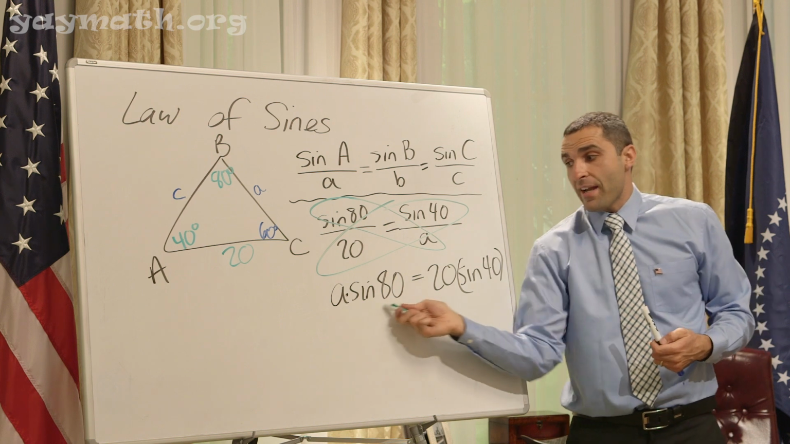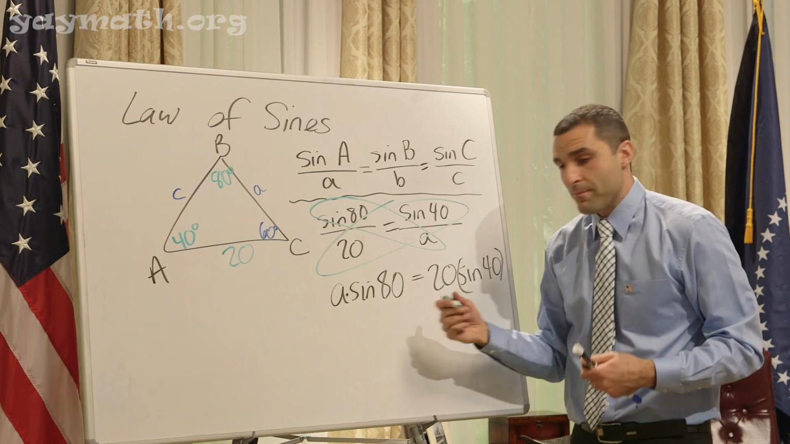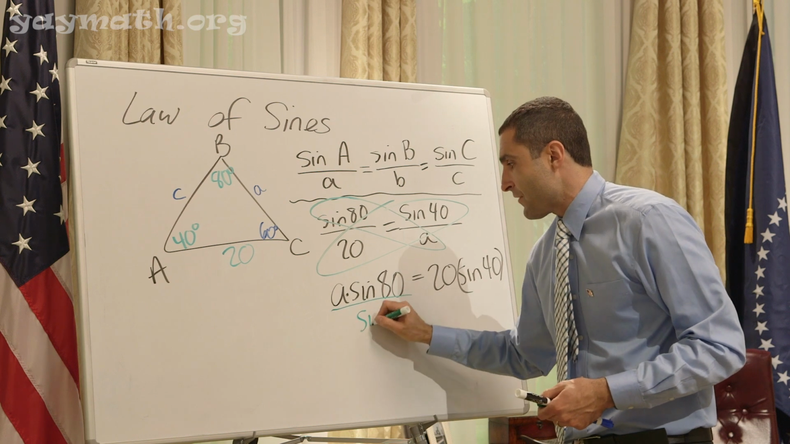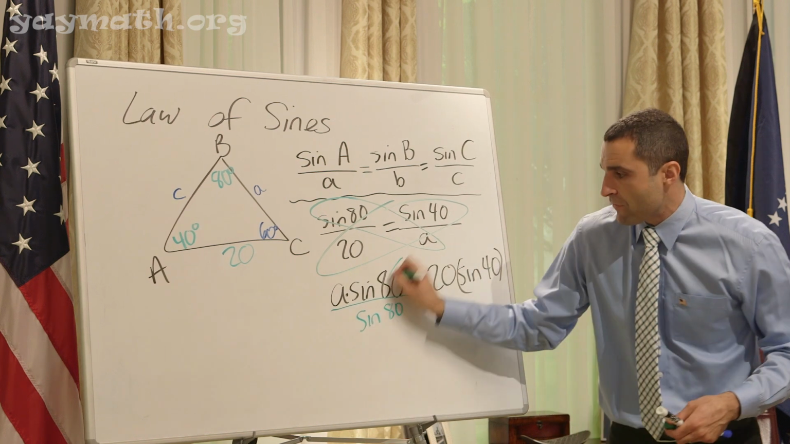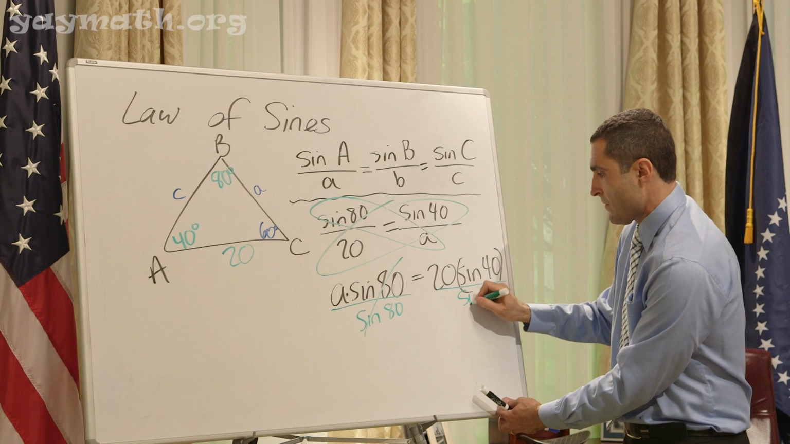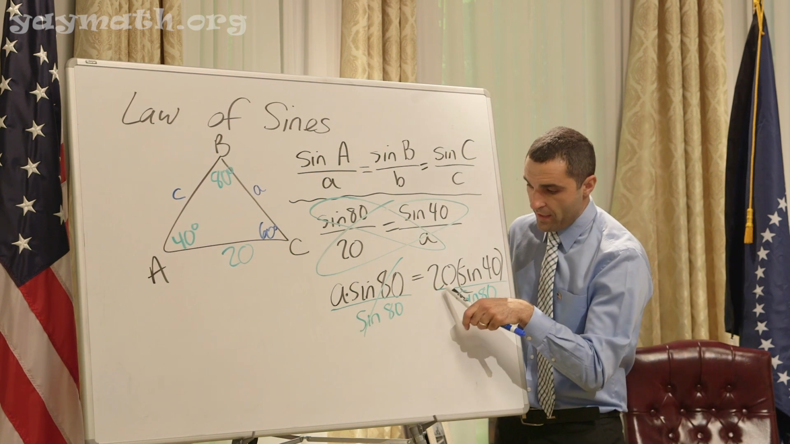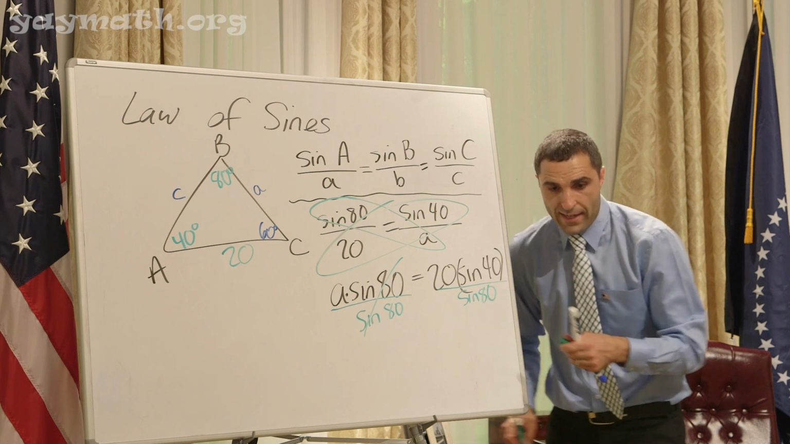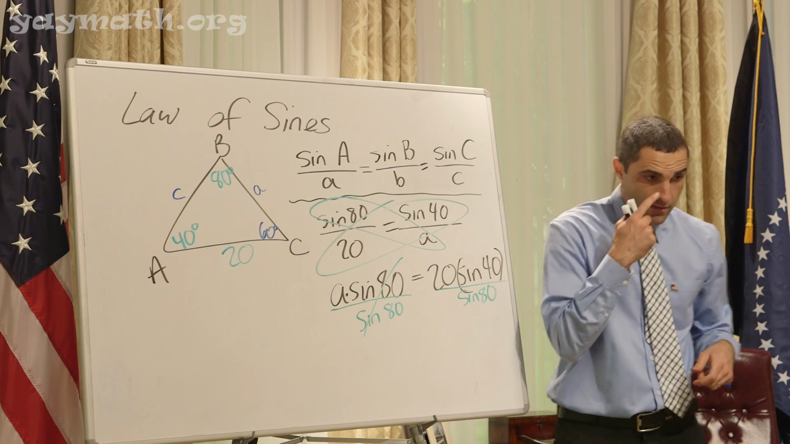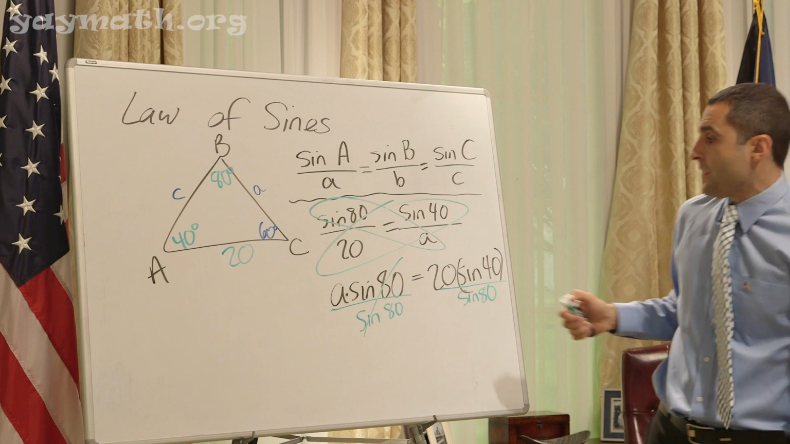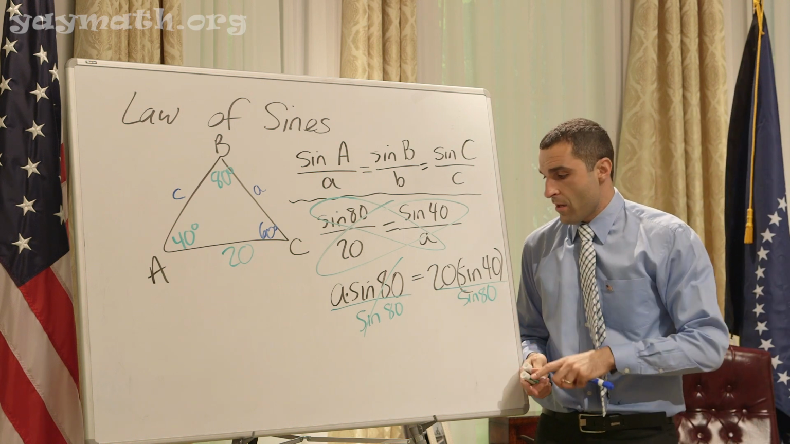Dividing. Dividing by what? Sine of 80. The exact thing that we need to get rid of, we divide by. So if you look closely now, a equals 20 times sine 40 over sine 80. Can you get that on the calculator? Yep. You got it. 20 times sine 40 over sine 80.